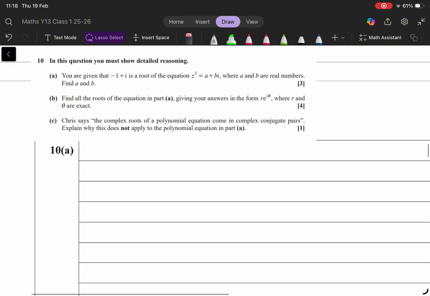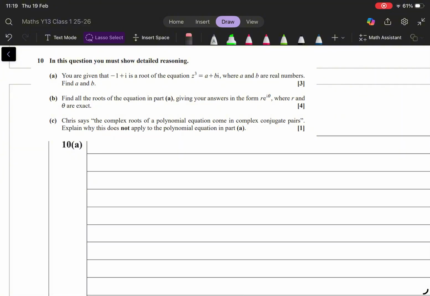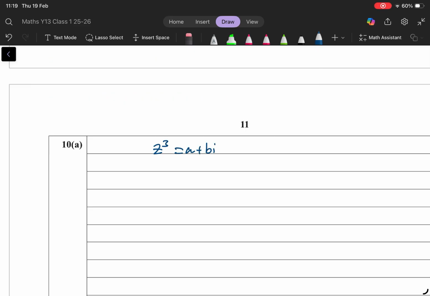Right, so now with question 10 here. In this question, you must show detailed reasoning. You're given that minus 1 plus i is a root of the equation. z cubed is a plus bi, where a and b are real numbers. Find a and b. So if z cubed equals a plus bi, then minus 1 plus i cubed is a plus bi, since this is the value that makes this equation 0.